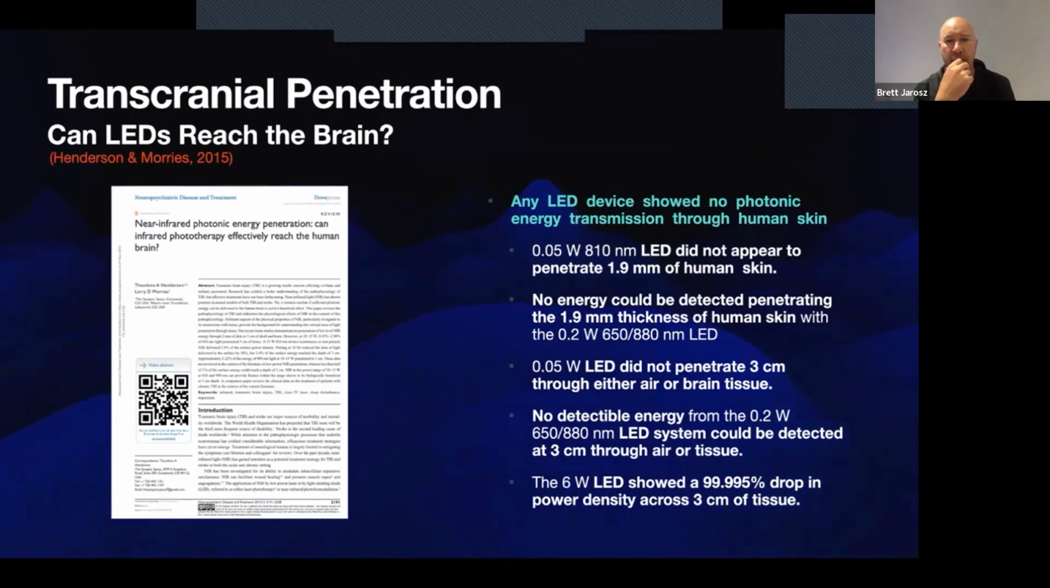So an 810, an infrared LED, did not appear to penetrate 1.9 mil of human skin. We can see there is 650, a red visible light, and an 880 infrared LED. No energy was detected in that sort of thickness of human skin. LED did not penetrate 3 centimeters through air or brain tissue. No detectable energy in a red or infrared LED system could be detected at 3 centimeters through air or tissue. A 6-watt LED showed a 99.995% drop in power density across 3 centimeters of tissue.